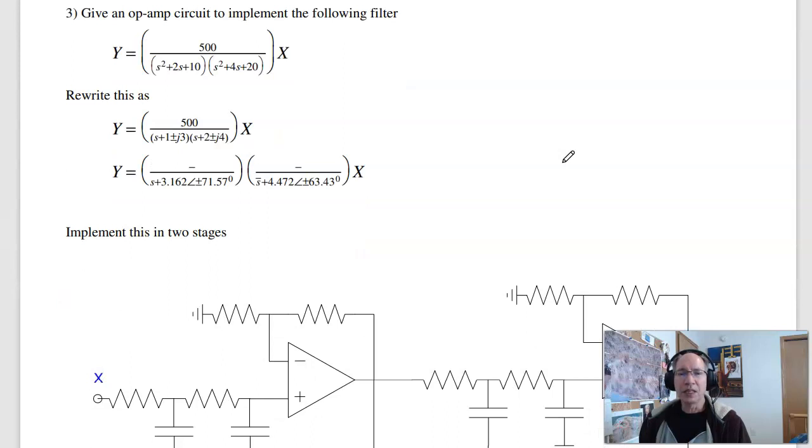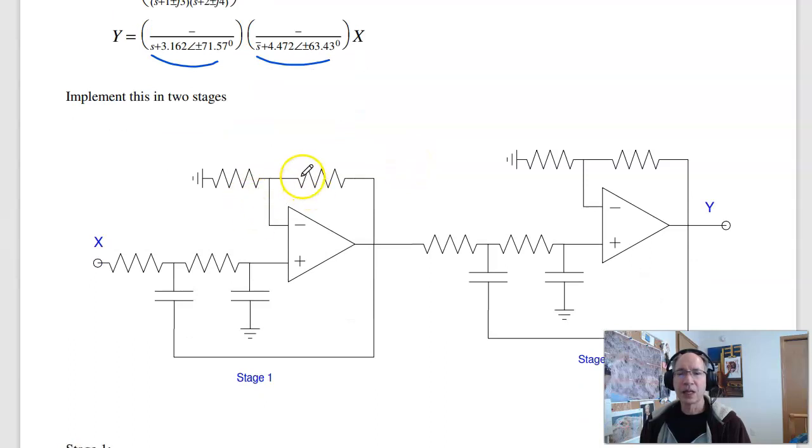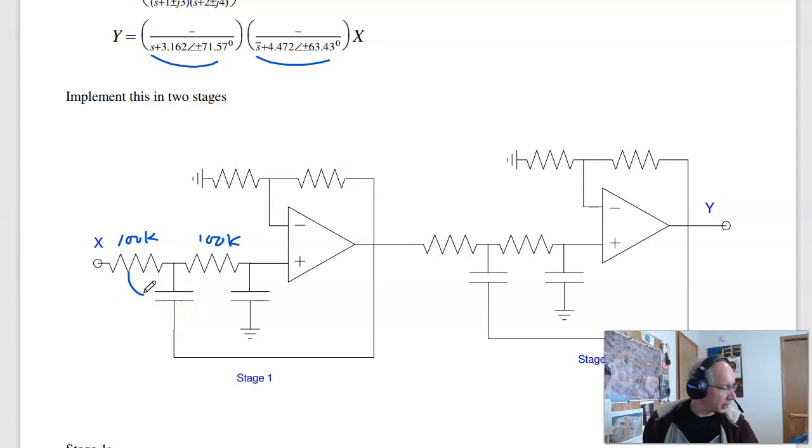Problem 3 is to repeat when I have complex poles. In that case, I don't know how to do a circuit with 4 poles, but I do know how to do a circuit with 2 poles. So rewrite that in 2 parts. There's the second order system. Here's the second order system. And here's what the answer is going to look like. To solve that, 1 over RC, well, R is kind of arbitrary, so let's make this 100K, that 100K. 1 over RC is 3, so solve for C, and I get, let's see, 3.16 microfarads.